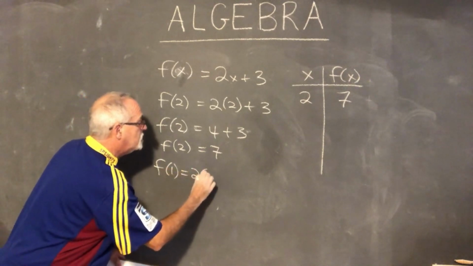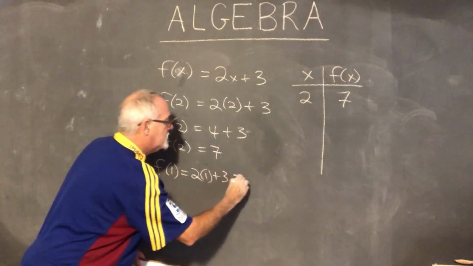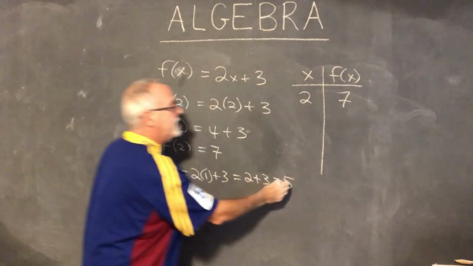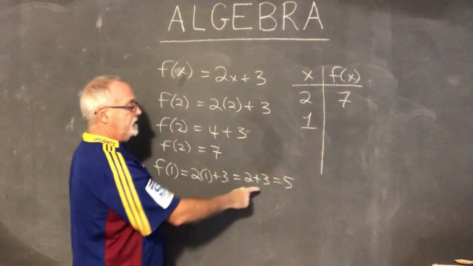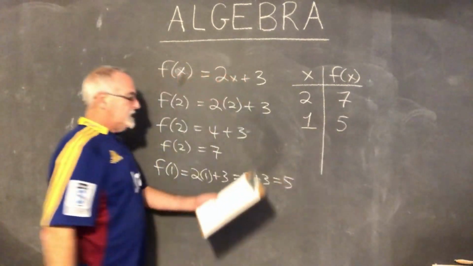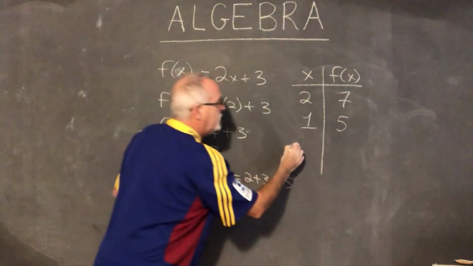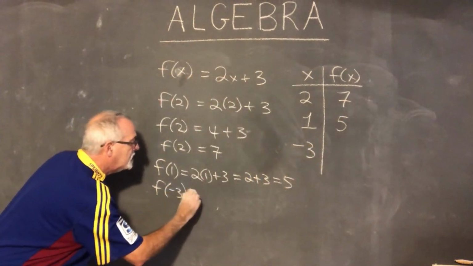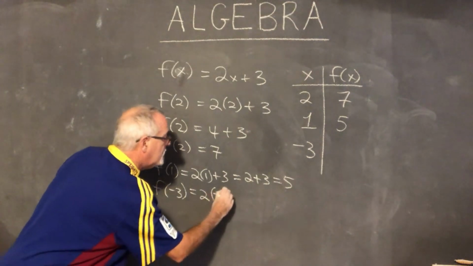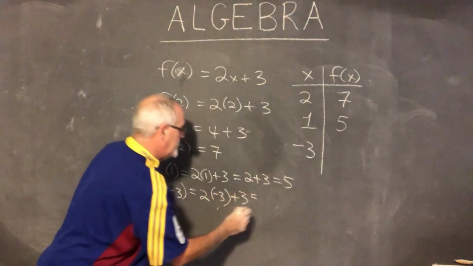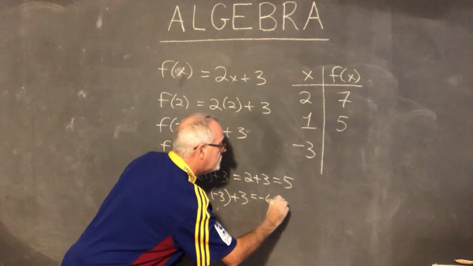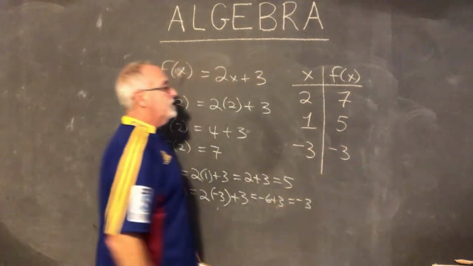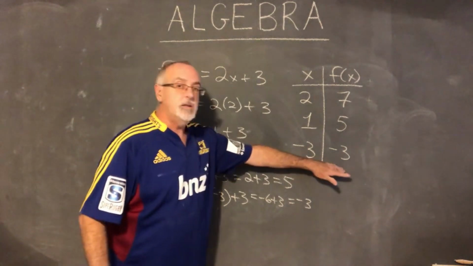And if I use the same values that I did before, f of 1 equals 2 times 1 plus 3, which is equal to 2 plus 3, which is equal to 5. I'm going faster now. And then that 5, well, if I put a 1 there, the 5 has to go here. And what was the other value I used before? -3. If I decide x is -3, then f of -3 equals 2 times -3 plus 3, which is -6 plus 3, which is -3, same answer we got before, and we get -3 as the result.